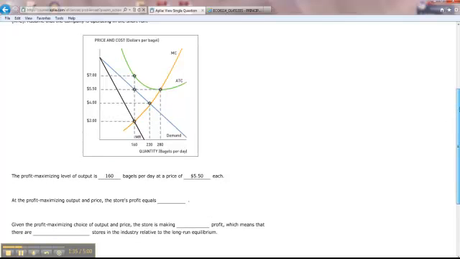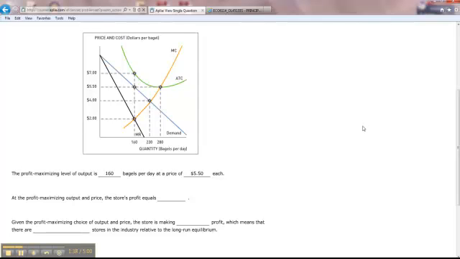Now, at the profit maximizing output and price, the store's profit is going to be equal to. Now remember, profit is total revenue minus total cost. In this case, our total revenue is going to be price times quantity. So the price is going to be $5.50 times quantity, which is going to be 160. So our total revenue is going to be $880.